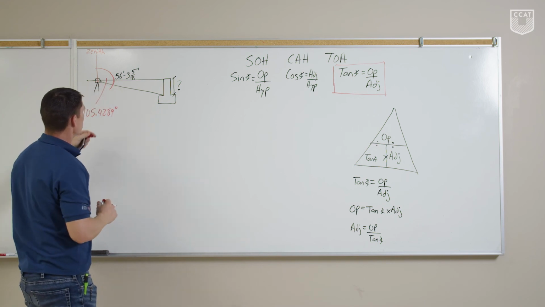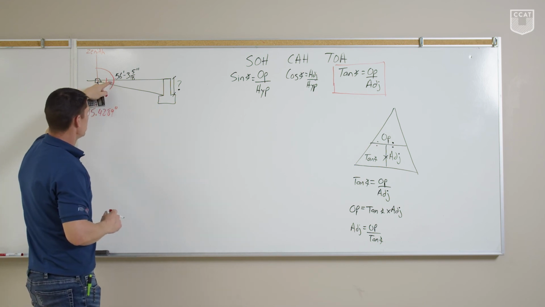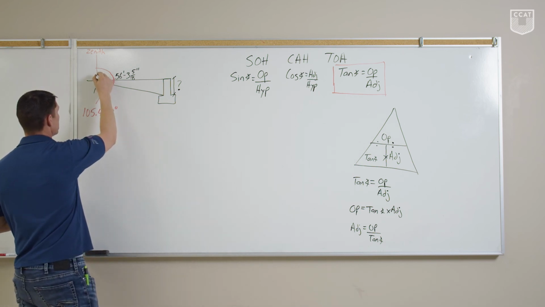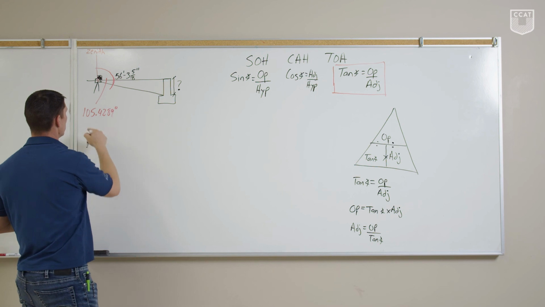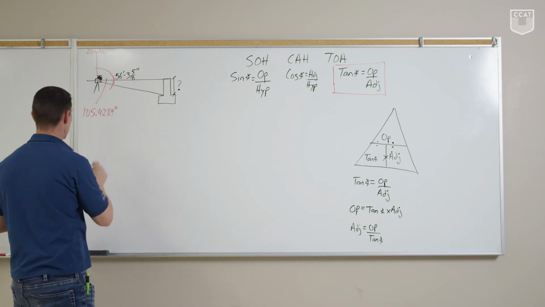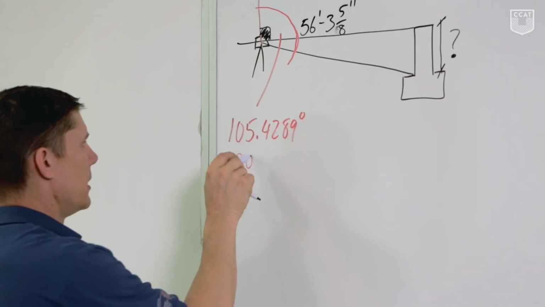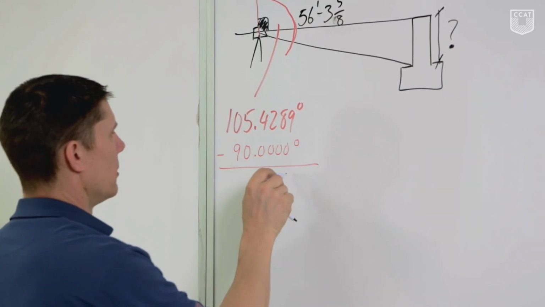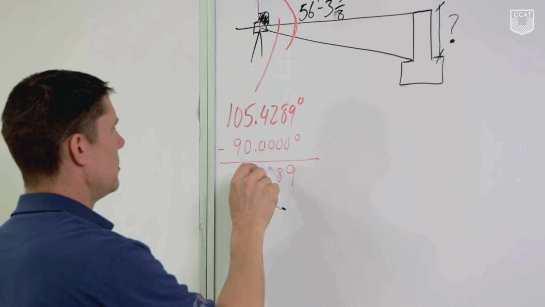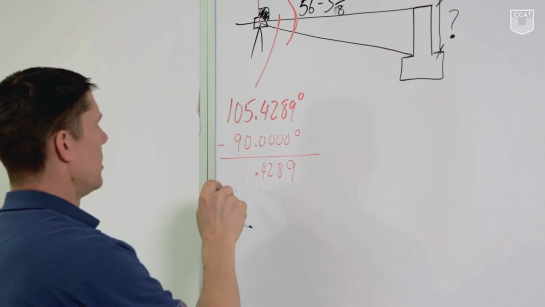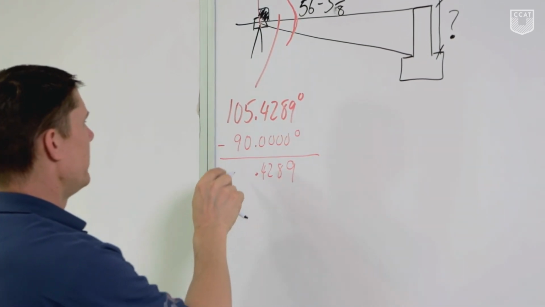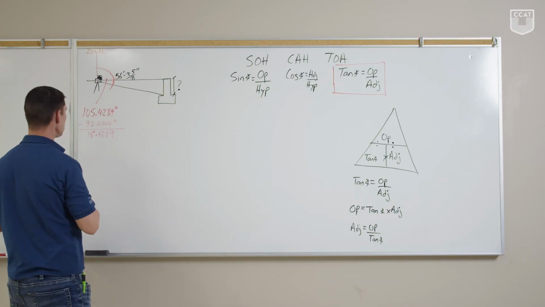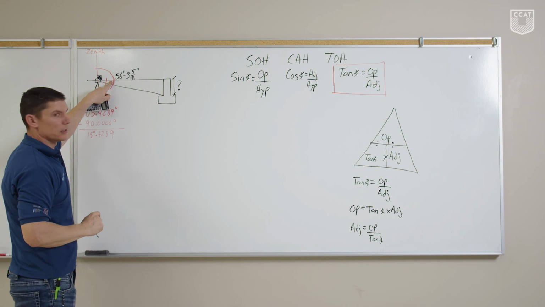But for us to solve for this triangle, we need to get the angle inside the triangle here. So in order to do that, we're going to subtract 90 degrees off of here. So it'll be the 105.4289 minus 90 degrees, so it would be 15.4289 degrees. So that'd be the angle inside here.